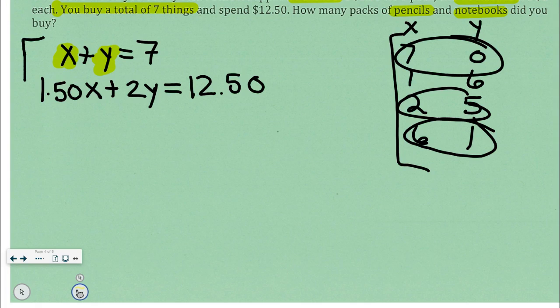Now that I have them, I have to decide, do I want to use substitution or elimination? And again, that's up to you. This one, although it's not solved for y, it'd be easy to just say y equals 7 minus x. So that's totally an option for you if you want to go with substitution.